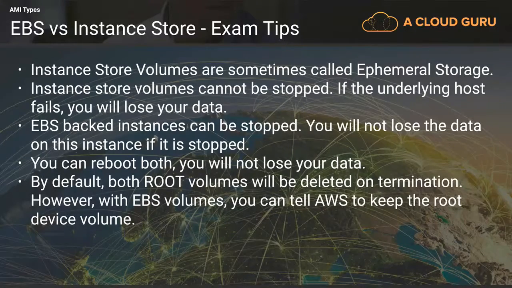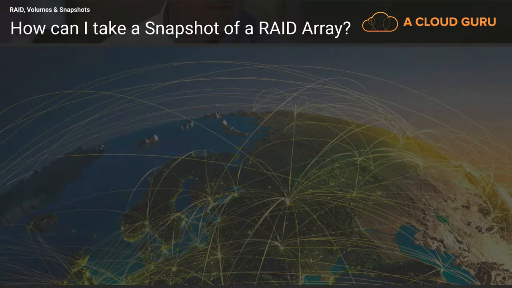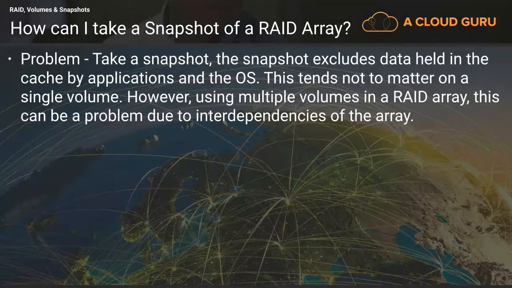Also remember that both root volumes, so root volumes are just where you install your operating system, whether it's EBS backed or instance store, will both be deleted on termination. However, if you use EBS volumes, you can actually tell AWS to keep the root device volume. So you can go in and terminate the instance, but you'll still keep your root device volume, but only if it's EBS backed.